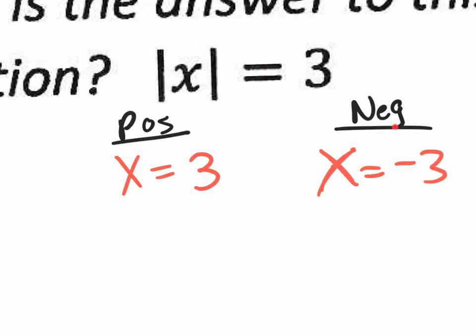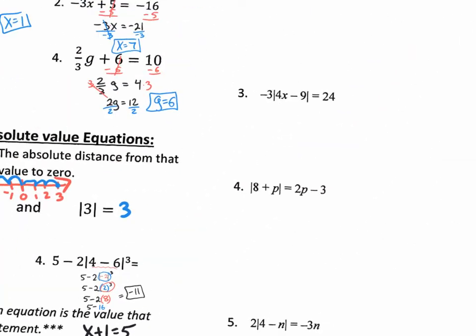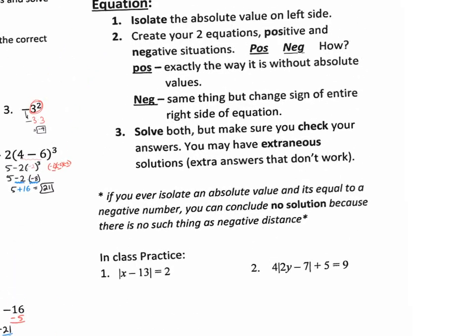And the negative situation, it's the same exact thing as the positive situation, but all you do is change the sign of the right side of your equation. So this 3 became a negative 3 on the negative situation, right? Now, that's kind of ridiculous, but I'm explaining that because the steps will make more sense after observing that.